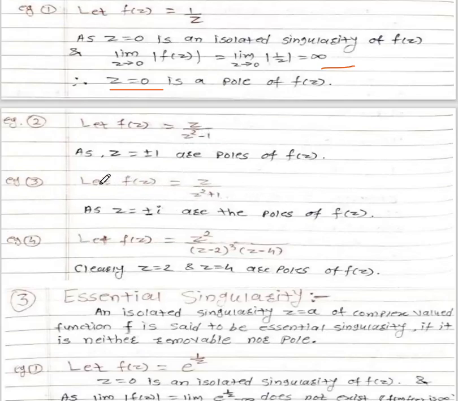Third example we can see, this can be written as z square minus i square. i square means that is minus 1, this minus that is plus 1. So this can be written as z square minus i square. By using the formula a minus b, a plus b, you will get z minus i, z plus i. So here z equal to plus minus i are the poles of the function f of z. So this function also has poles at z equal to 2, z equal to 4 of the f of z.